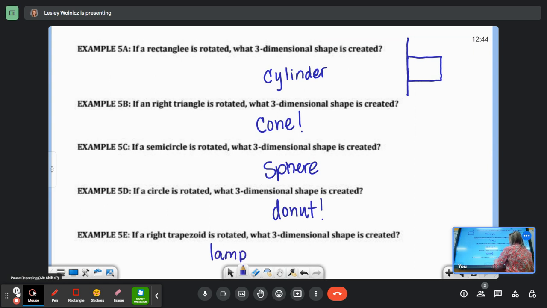I thought maybe your parents might be too cool to have lamps, but your grandma might have lampshades. A lampshade. Is that the last one? Okay, thank God we're done.